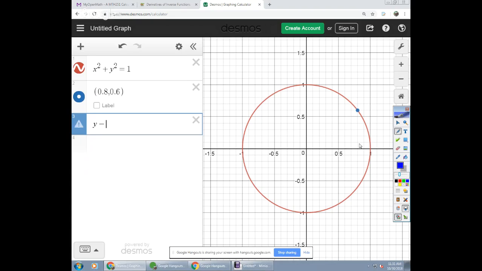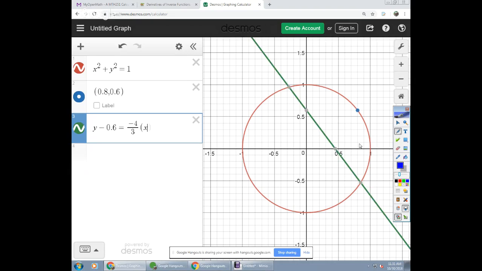And then the tangent line, I'm just going to use my point slope form of a line. So that would be y minus 0.6 equals negative 4/3 times x minus 0.8. Bang! We nailed it. Woo! Okay, I have a question.